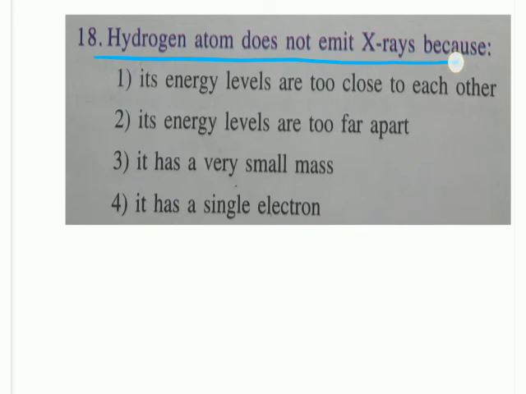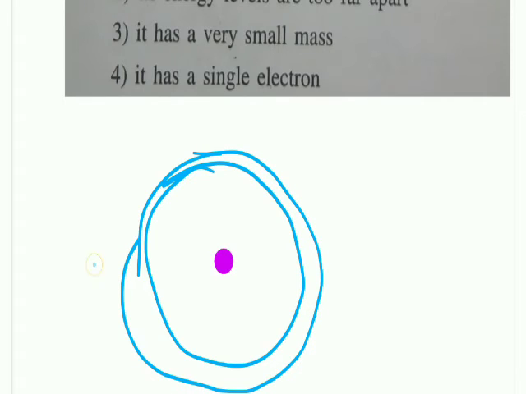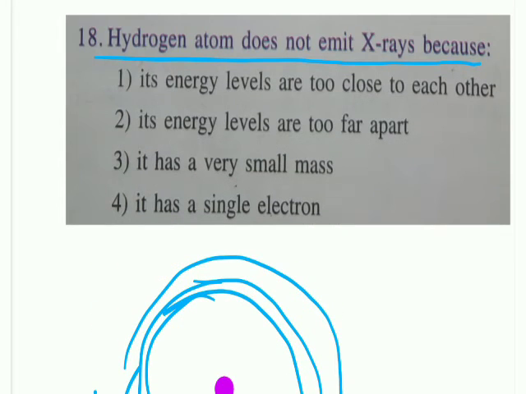Hydrogen atom does not emit X-rays because a hydrogen atom has only one electron and one proton. So it is a very low energy level atom, and these energy levels are very close together, which is why hydrogen does not emit X-rays. It exists in visible rays, ultraviolet rays, and IR rays. So check the options. Its energy levels are too close to each other. Okay, it is the right one.